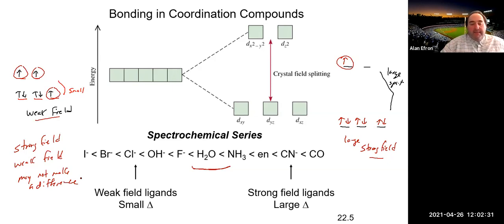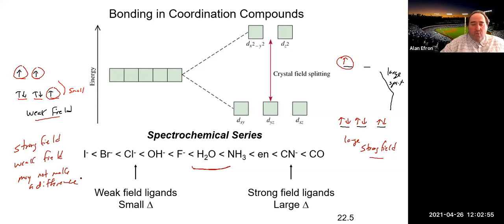So if it's in that grayish area in the middle there, and they don't give you direction, sometimes it may not make a difference in terms of how the electrons are distributed in those orbitals, in terms of how many non-bonding electrons or unpaired electrons that we may have. Any questions on that there?